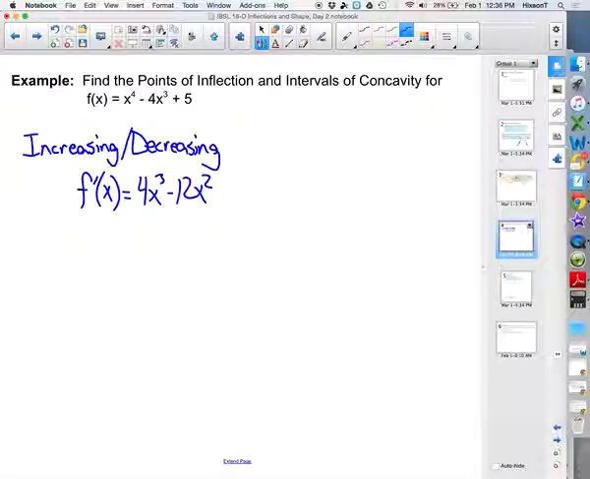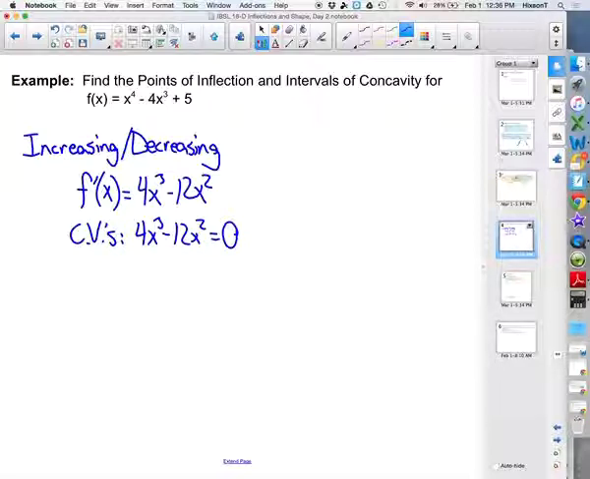And we need to set that equal to 0. So 4x cubed minus 12x squared equals 0, because here we're finding our critical values. We'll just abbreviate that CVs. Critical values. Okay? And we solve this.